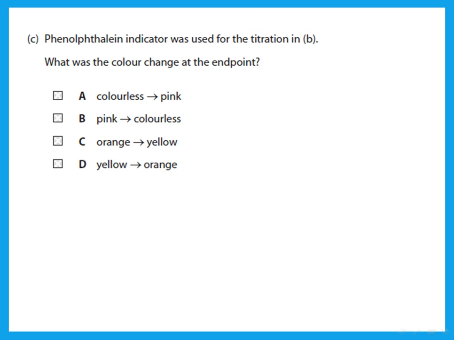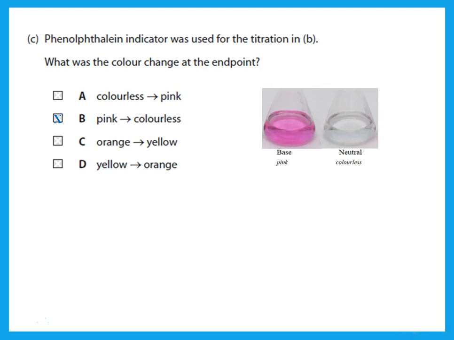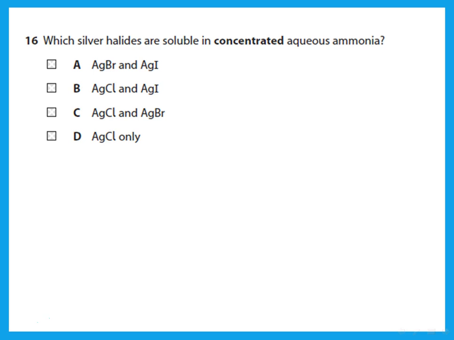Then he says phenolphthalein indicator was used for the titration. What was the color change? Remember, he had the base in the flask, and when we add phenolphthalein to a base, it is pink, and then it changes color. Do you remember these colors? We should remember all the information that we have in O-level and in Unit 1 and Unit 2 and Unit 3.